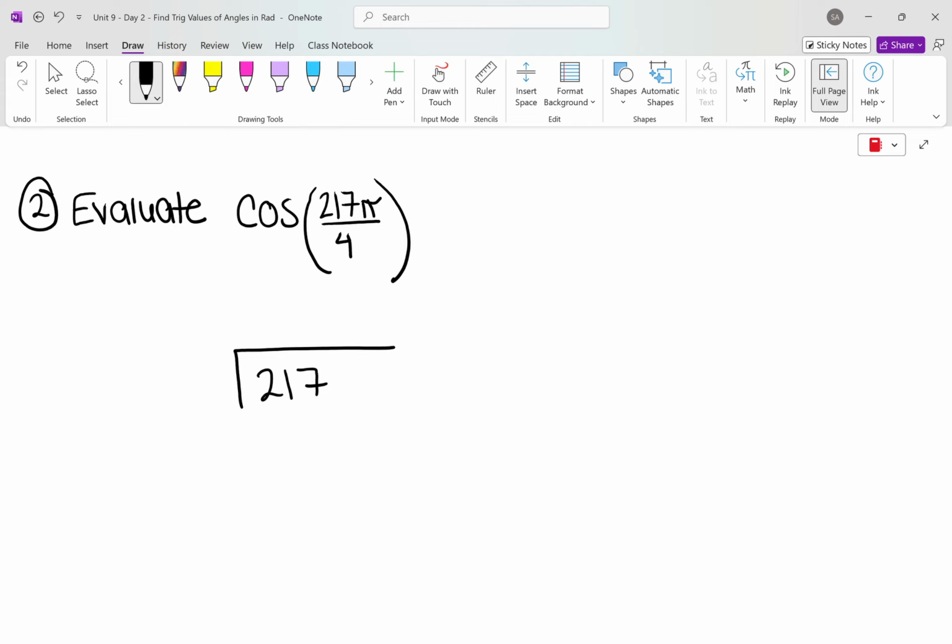Long division. So I'm going to take that 217, but I'm not dividing it by 4. What am I dividing it by? 8. Why 8 and not 4? To make it look prettier.